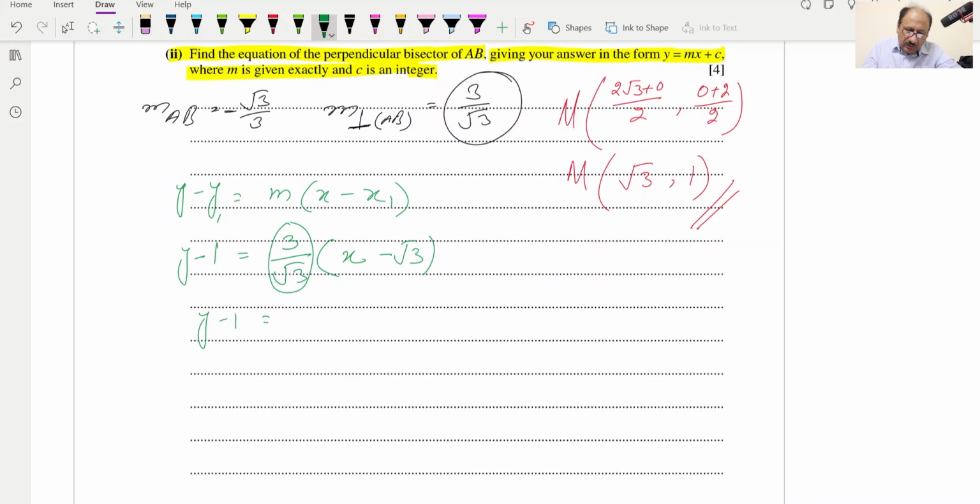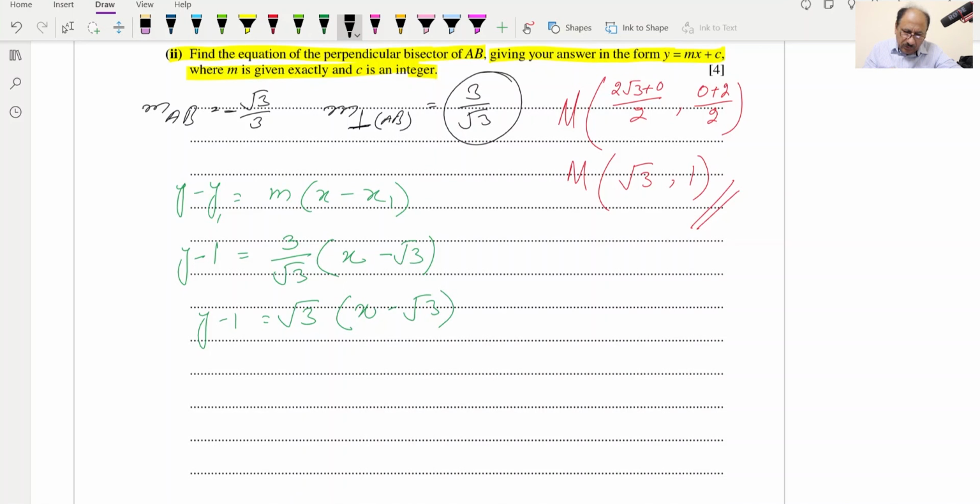We can write it as under root 3, because 3 over under root 3 will cancel and we will get under root 3. Hopefully you understood. This is a simple point. Now we can write x minus under root 3.